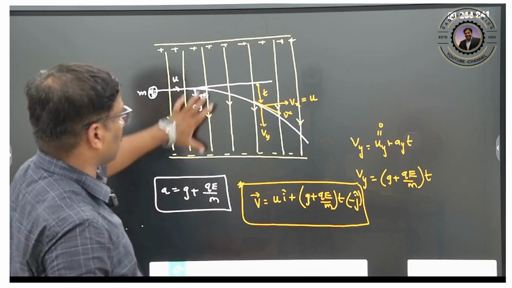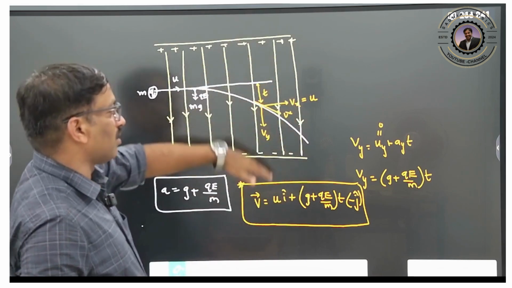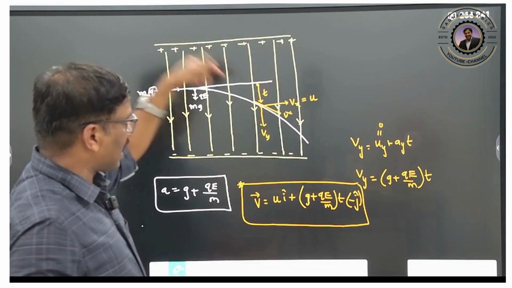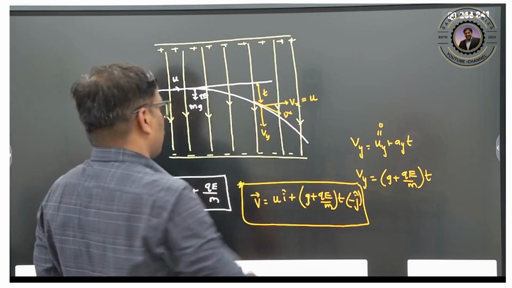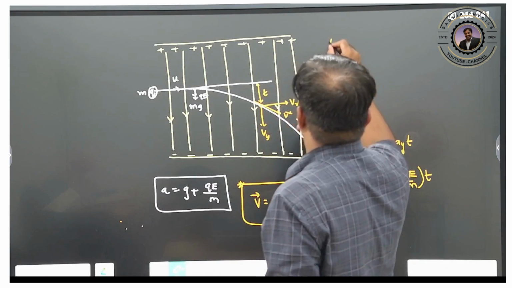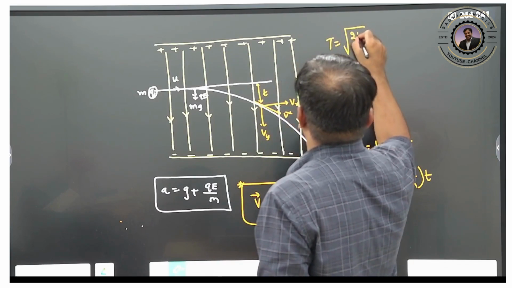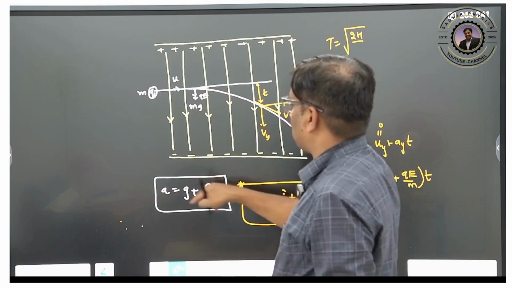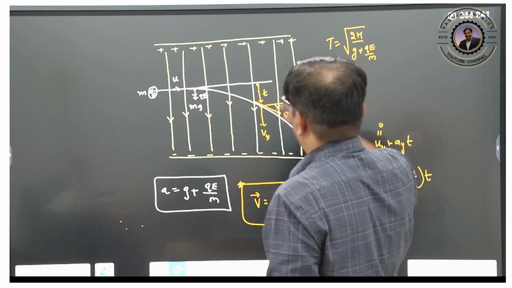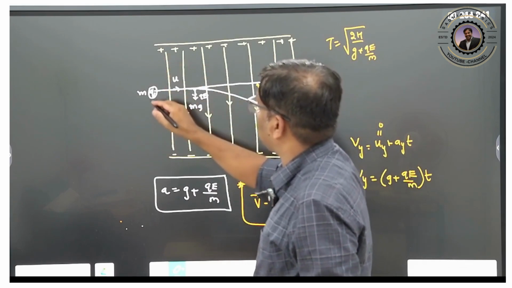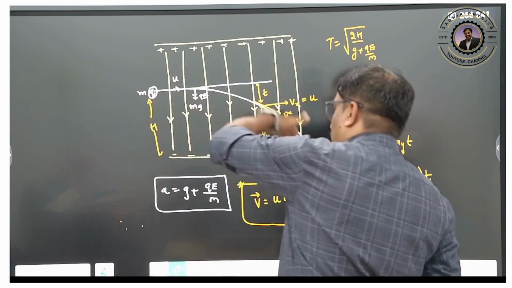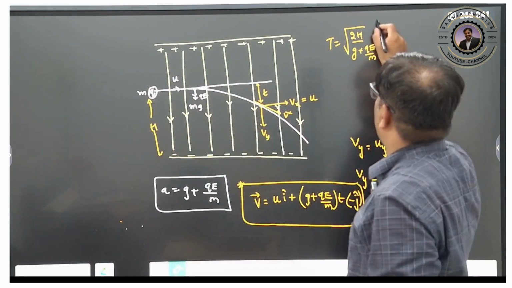They may ask you the horizontal distance, or the time taken to reach down, if they give the height. It is exactly horizontal projectile motion. So what will be the time taken? Time is the formula root of 2h by g, but g here is g plus qE by m. Suppose it is projected from height h, the time taken to hit down, this will be your formula.